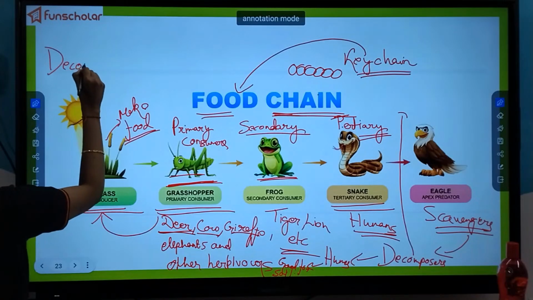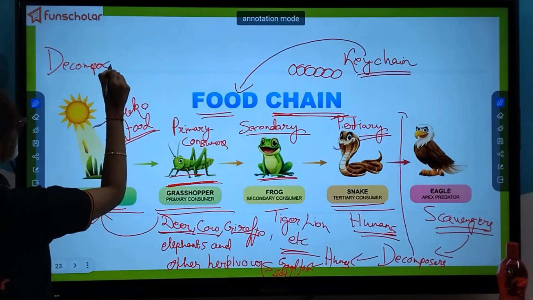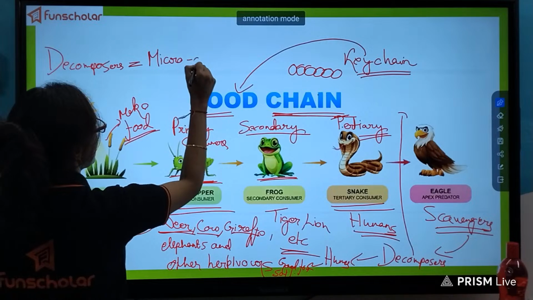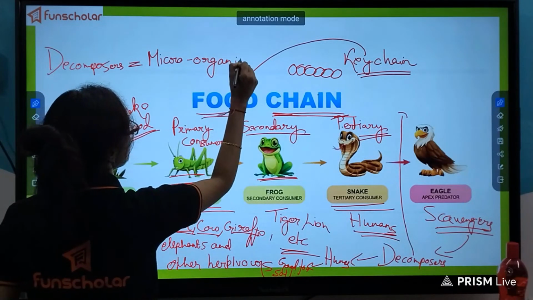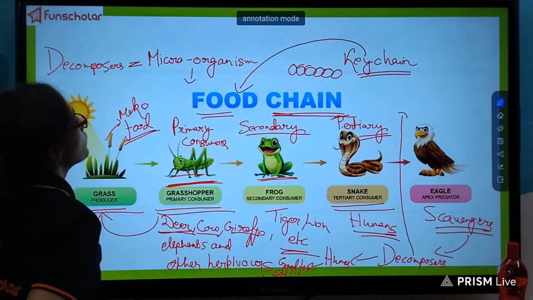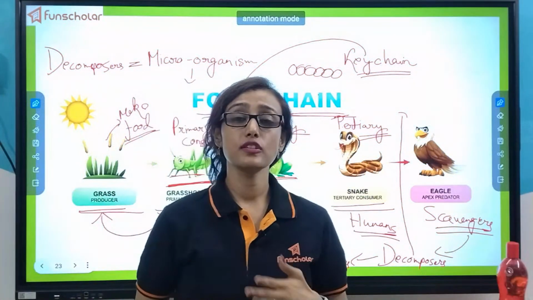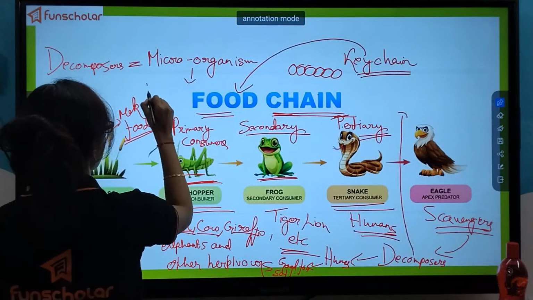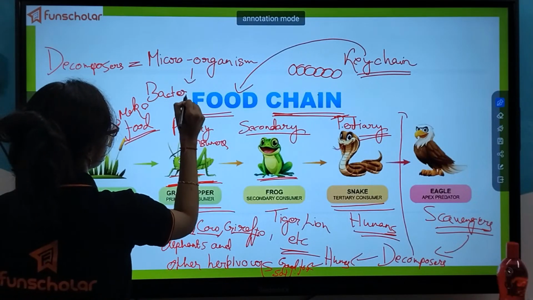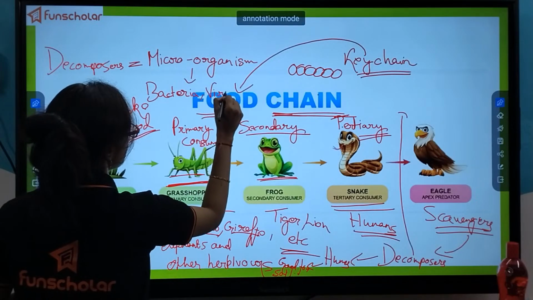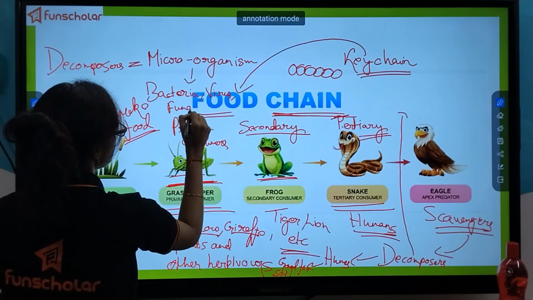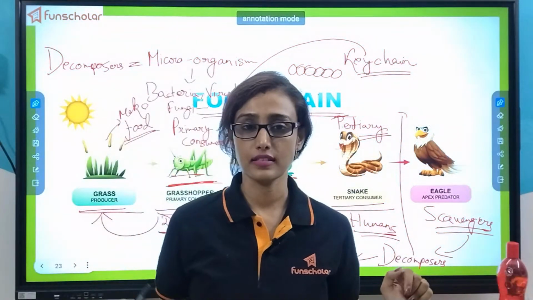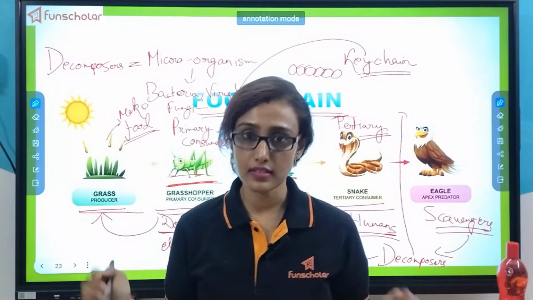Decomposers are microorganisms. Who are microorganisms? Those organisms which you can't see with the naked eye. They are only visible by microscope, like bacteria, virus, fungi. Fungi you can see. There are some fungi you can see, but not every fungus you can see. Mushroom you can see, but penicillium you can't see. Okay?